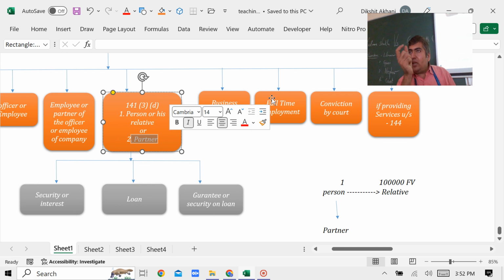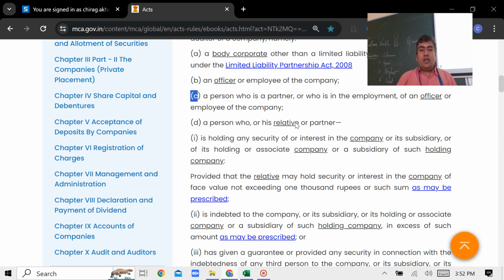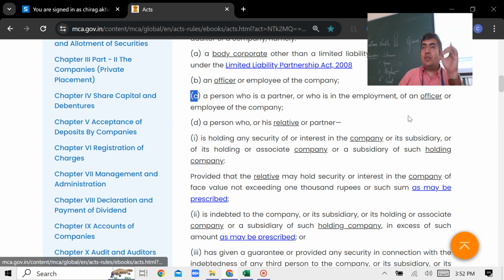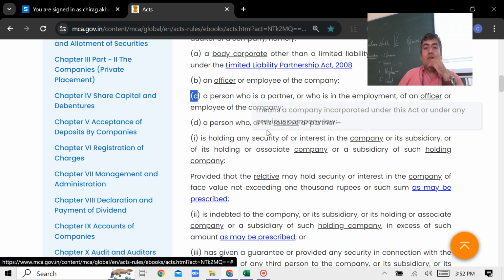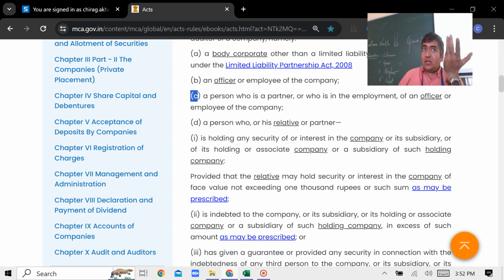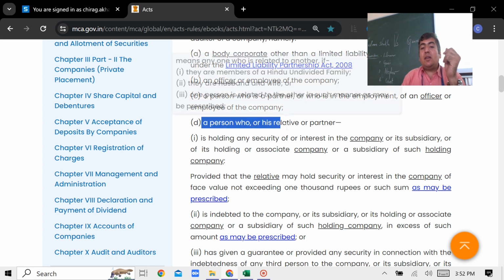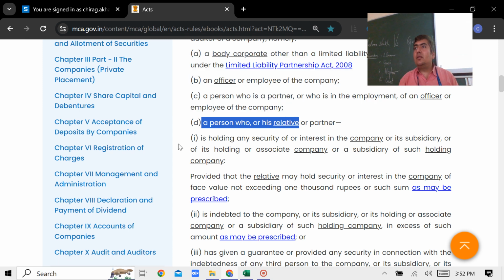Sometimes if you change the place of the word, the meaning changes. What if, in the law, this word relative comes after the partner? Then the whole interpretation would change. If it were person or his partner or relatives, then the word relative would be applicable to both person as well as partner. But as the word relative is just before the partner, that means the word relative is applicable only to what?